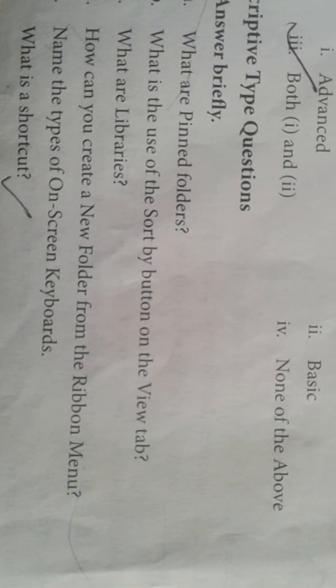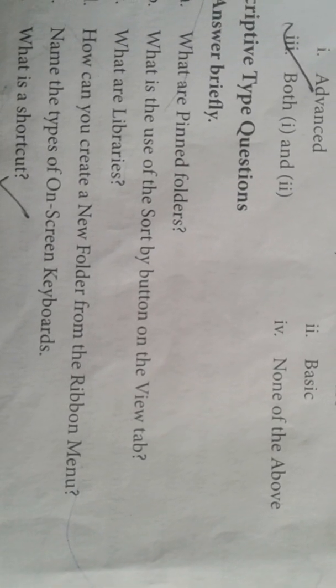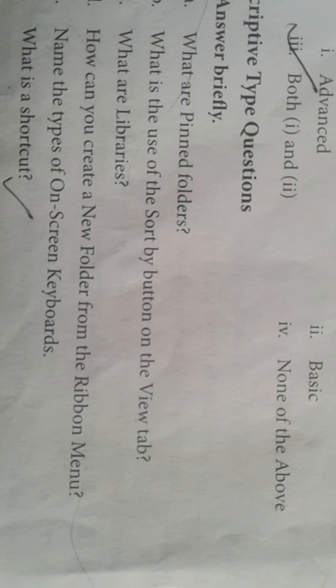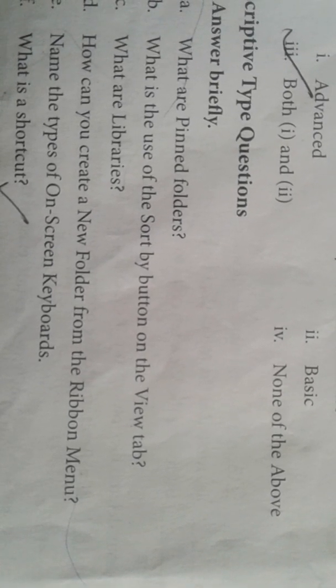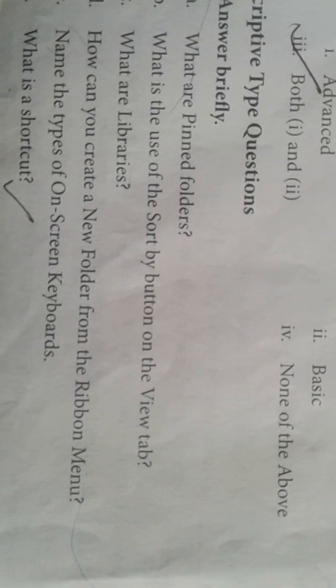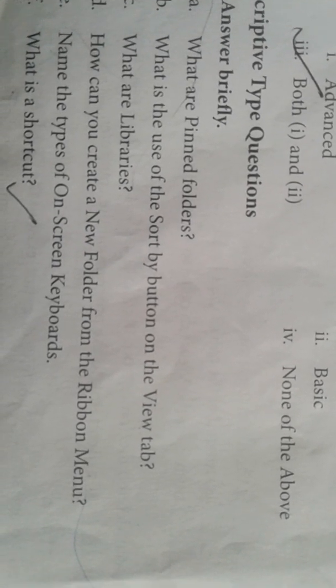Right, so again I am going to tell you the answer of this one. What is the use of this Sort By button on the View tab? Sort By button arranges the files and folders in various options. The folders are displayed as per the selection made in the menu of Sort By. The folders can be displayed in ascending or descending order of the folder or file name.